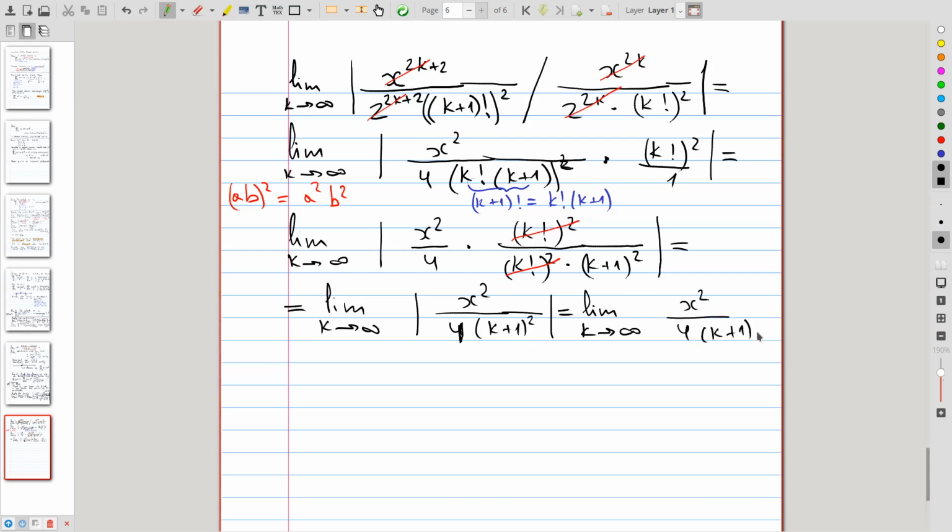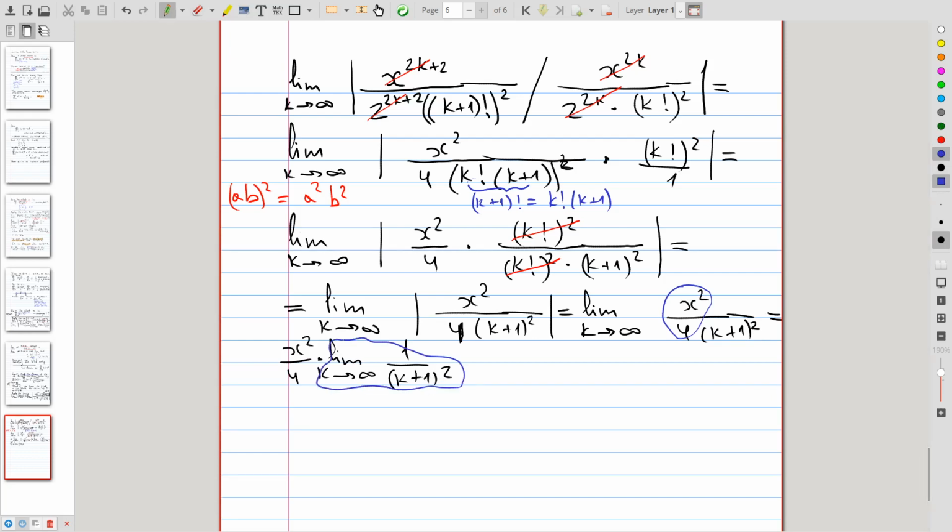Secondly, the only thing that depends on k is this factor in the denominator. I can take the rest out of the limit. So that leaves me with the limit k goes to infinity. Oops, I should have left some space. Let me put it here. I can take x squared over 4 outside the limit. And then in the limit, I have just 1 over k plus 1 squared. Oops, that should have been not factorial but squared.